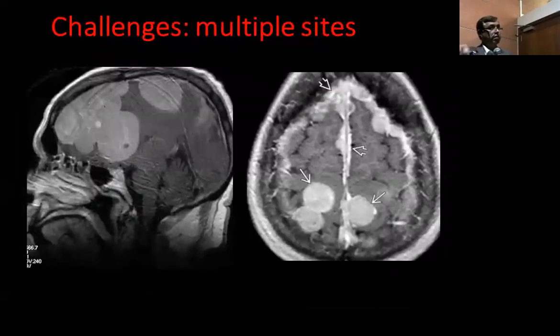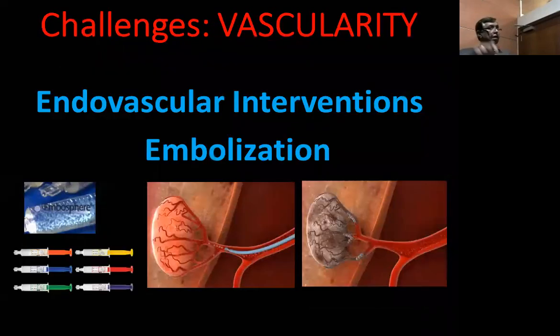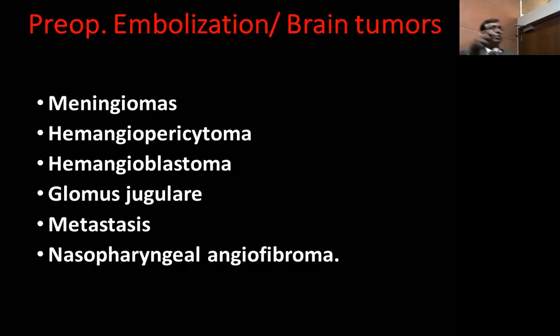If they are multiple, it is more difficult. And the other challenge is that they are vascular tumors. So here we have the value of doing endovascular intervention to reduce the amount of blood supply. This is a real challenge. So what are the tumors that we can embolize?